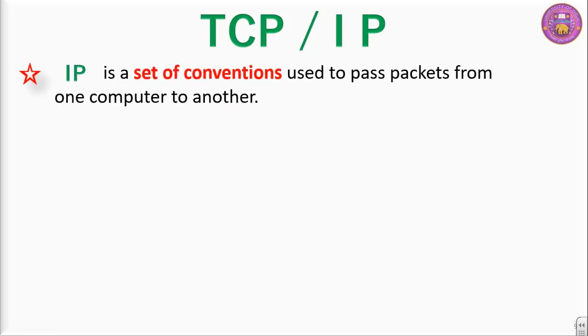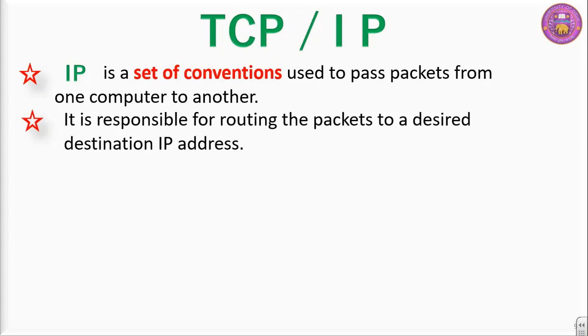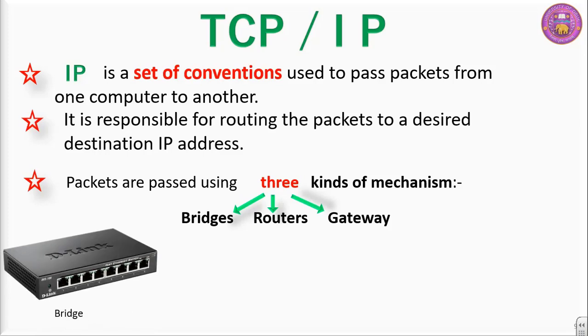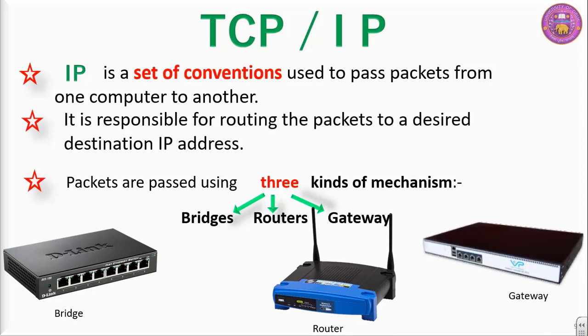IP is a set of conventions used to pass packets from one computer to another. IP is responsible for routing the packets to a desired destination IP address. Packets are passed using three kinds of mechanism: bridges, routers, and gateways. But in our example, we have used bridges and routers. This is the photograph of a bridge, photograph of a router, and this is a gateway.